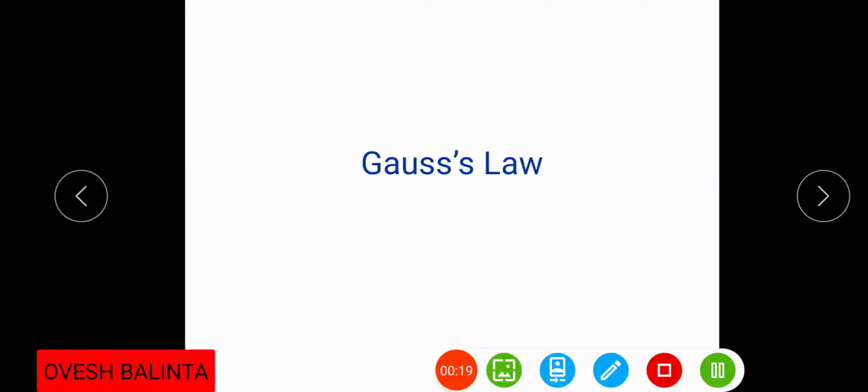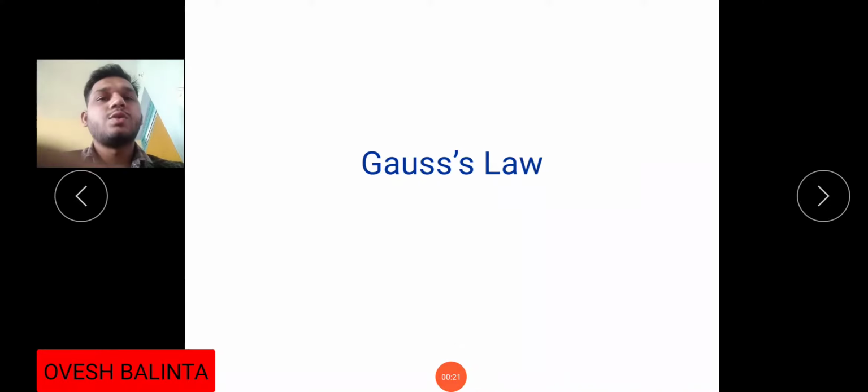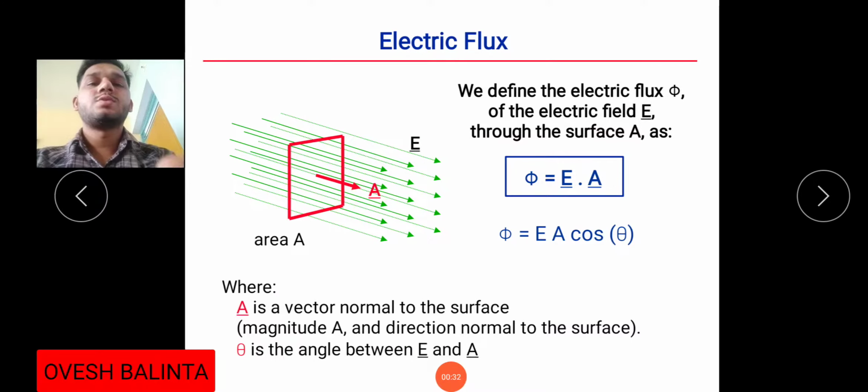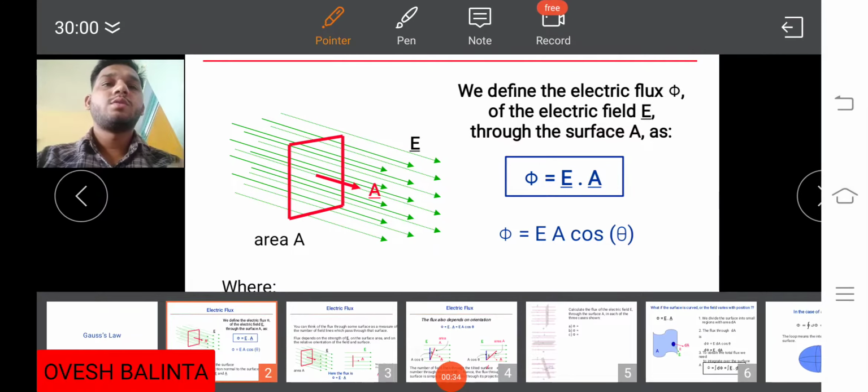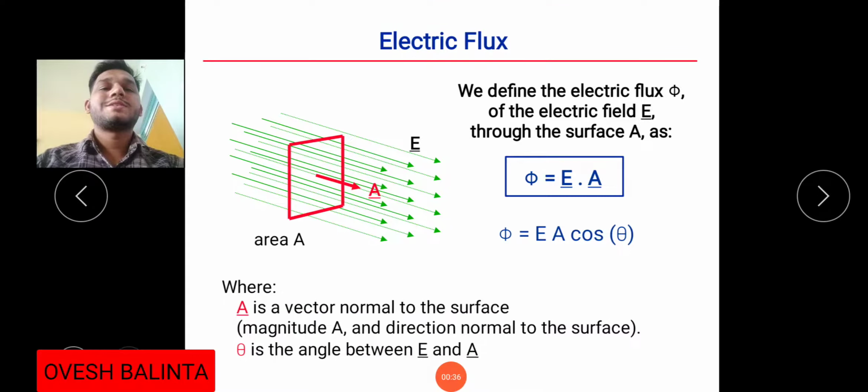So, first of all, what is our Gauss law? We are discussing about the Gauss law. Now my first slide is this one. Here there is a flux.